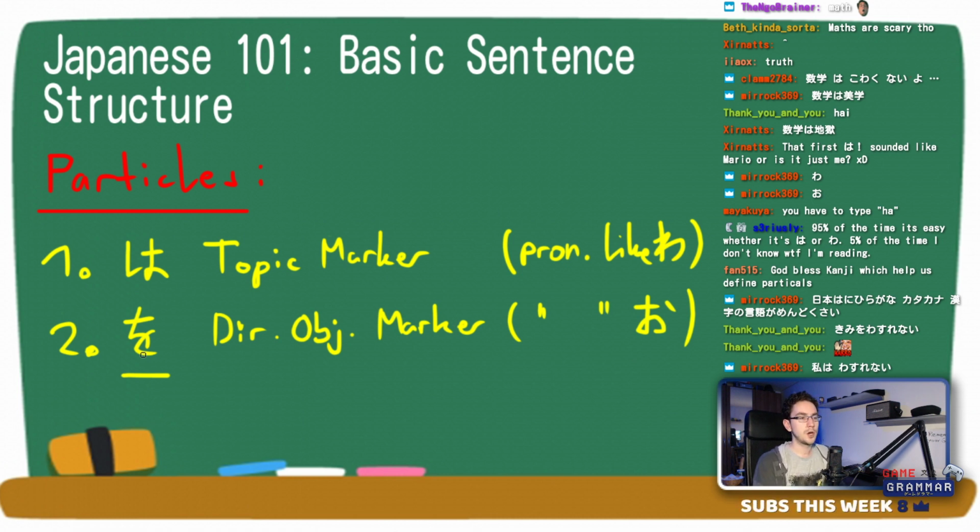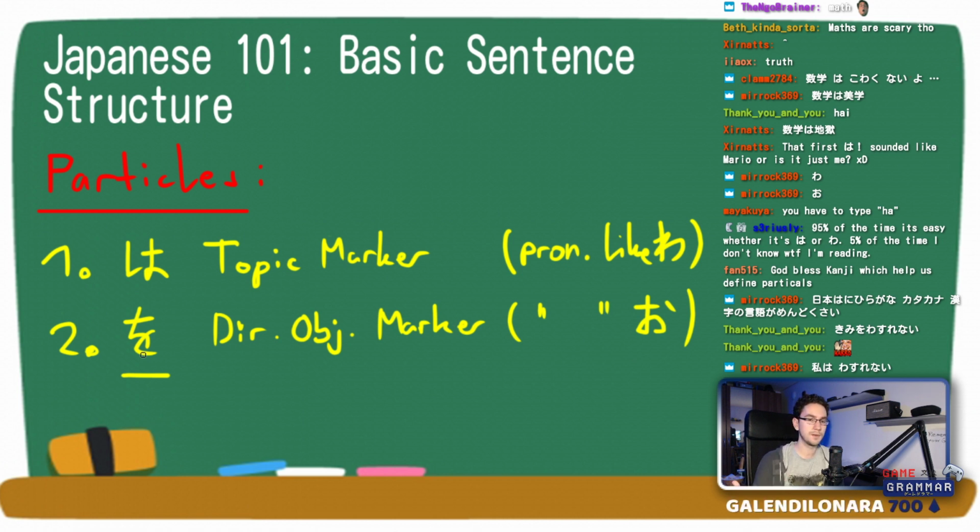And then the direct object marker, luckily, isn't difficult to understand if you already understand what a direct object is. And we have talked about it at the beginning of the episode. A direct object is the thing directly affected by the verb. We'll look at a few examples after this. But that's essentially it. If you remember our example sentence, which was, I eat an apple, then the direct object was an apple, because it's being eaten.